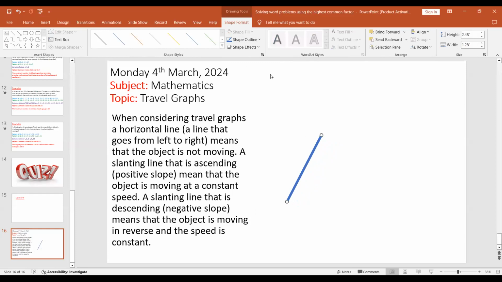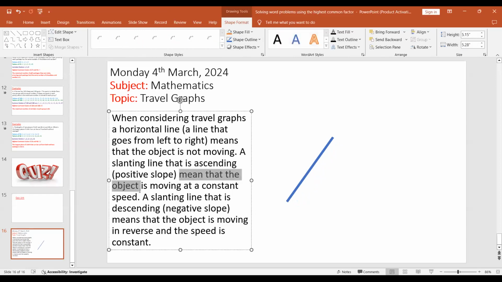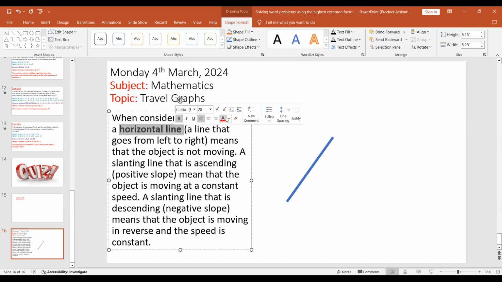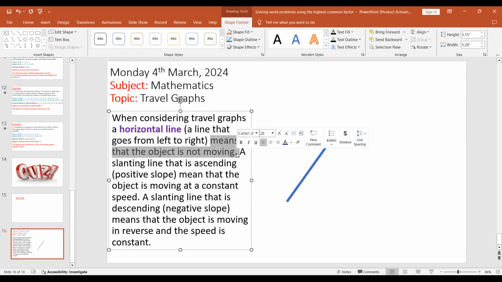Now, what do we say about things that are moving upward? That means the object is moving at a constant speed. It's right there in the notes. So the horizontal line, let me highlight them so you can actually see what I'm talking about. A horizontal line means that the object is not moving.